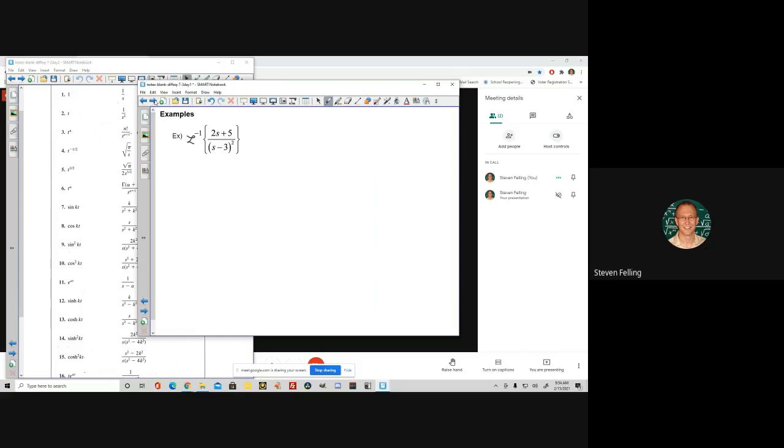Here's one where we were taking the inverse Laplace transform of (2s plus 5) over (s minus 3) squared. It's pretty clear that the shift here is s minus 3, where a is 3. So we're going to end up multiplying by an e to the 3t, right? But then that means that the top would also have to have that same shift, right?